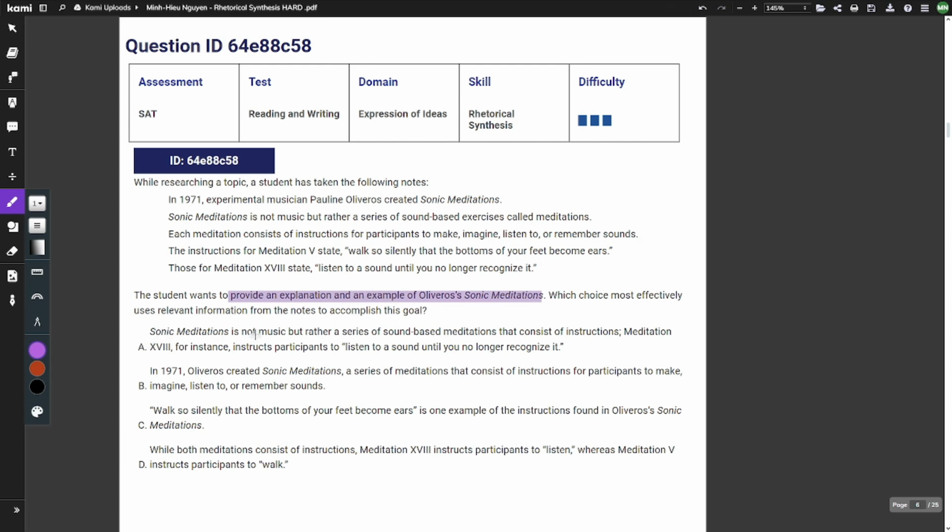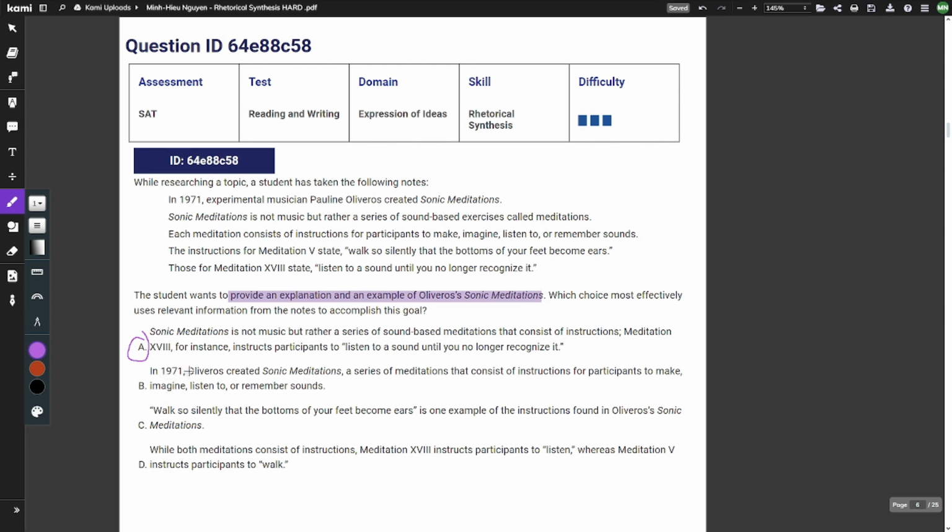Sonic meditations is not music, but rather a series of sound-based meditations that consist of instructions. Meditation 18, for instance, instructs participants to listen to a sound until you no longer recognize it. So it does provide an explanation on what sonic meditations is. It's a series of sound-based meditations, and it also gives an example because it gives meditation 18. So A will be our answer, but once again, let's go through the rest.